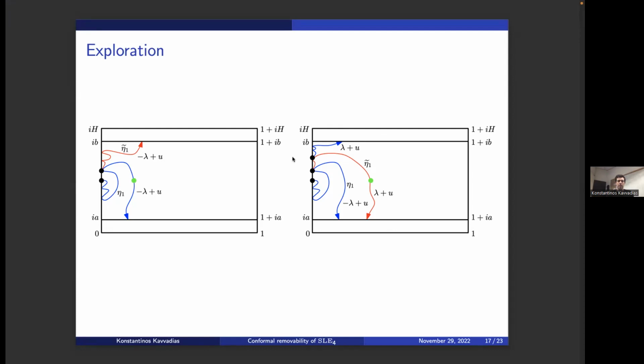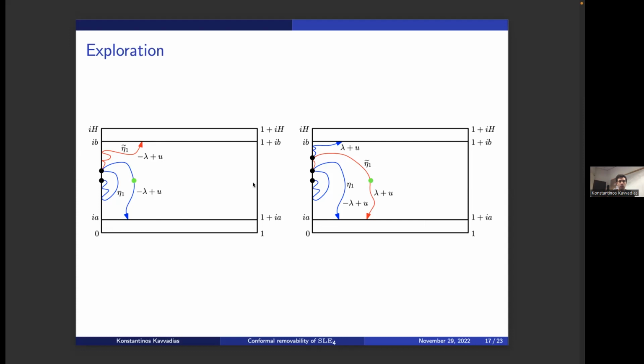If the blue level line hits the lower boundary before the upper boundary, then we iterate this procedure again and again, until we reach a situation which looks like either this one or that one. So eventually we will obtain such a situation. It's not obvious at all, of course. If I have some time, I will explain why this is true. In any case, we discover a crossing, which will be a concatenation of a blue level line with a red level line, and the values of the field on the right side of that crossing will be either minus lambda plus u or lambda plus u. This is why we call this crossing a crossing of height u.